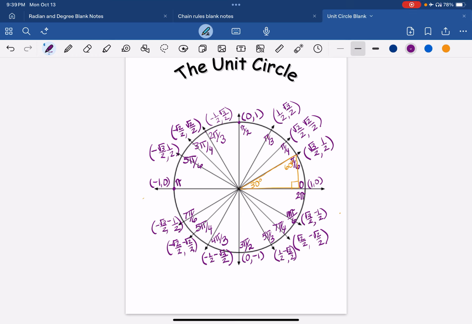So let me erase this one thing so you can get an overall look at it without all the extra triangles there. I'll fix that. And so what we have here is pi over 6. This one was pi over 4. And 0 was there. Okay, there you have it. There's your unit circle.